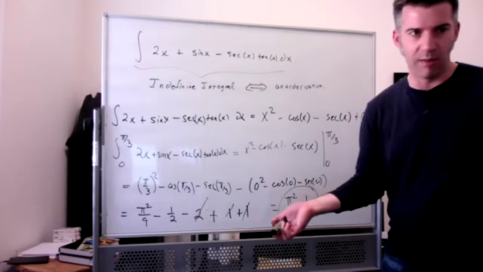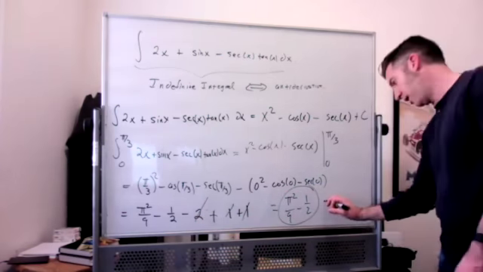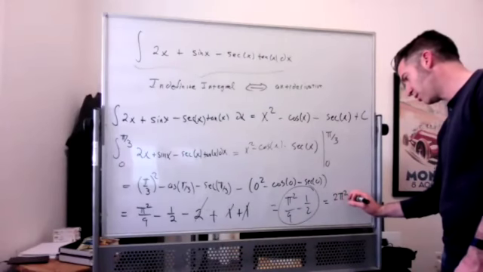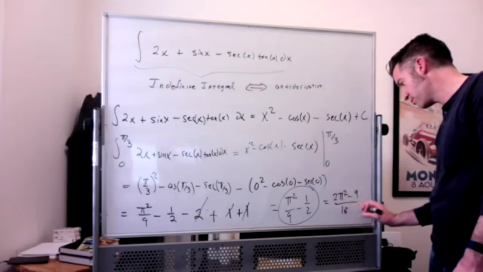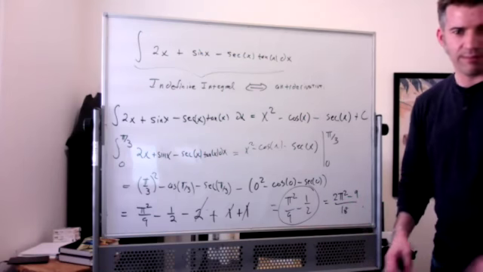You could get a common denominator if you really wanted to and write it as 2 pi squared over 18 minus 9 over 18.